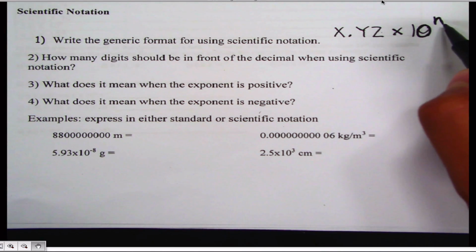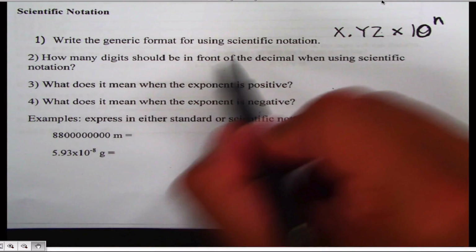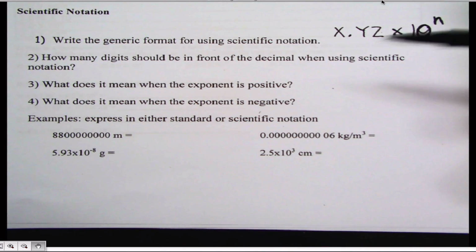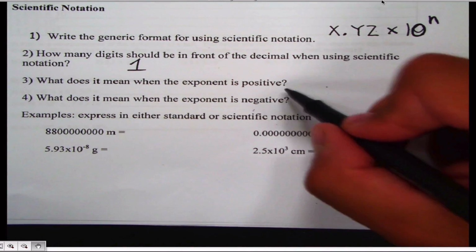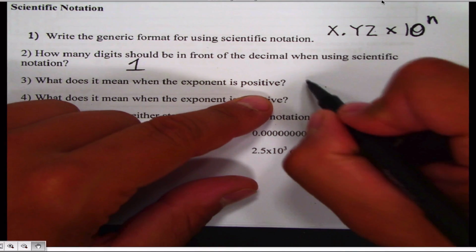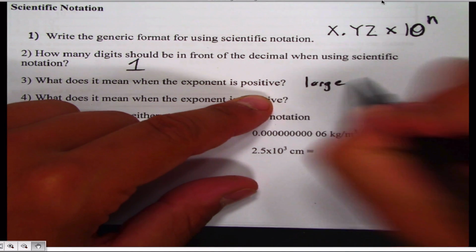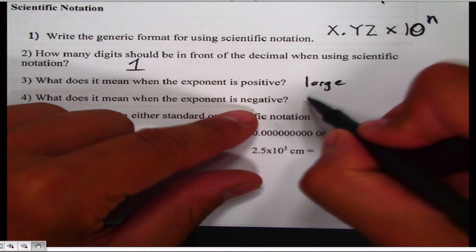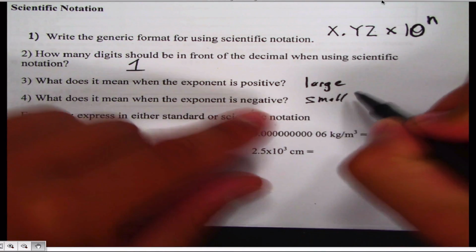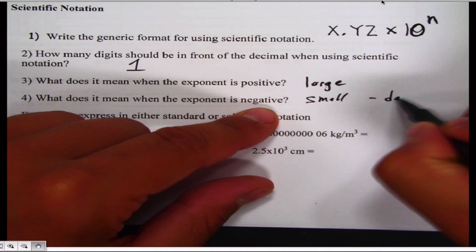Could be positive, could be negative, all right? So how many digits should be in front of the decimal? In front, I mean to the left. There should be one number in front, okay? What does it mean to have a positive exponent? That means it's a large number, so big, as in like 1,000, a million. A negative means small, as in these are going to be like decimals. So we're talking decimals.